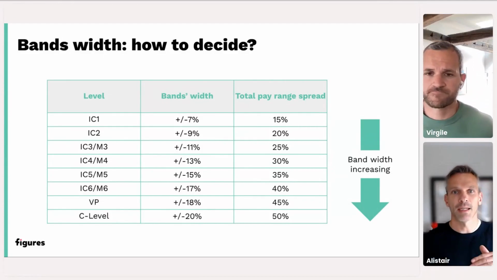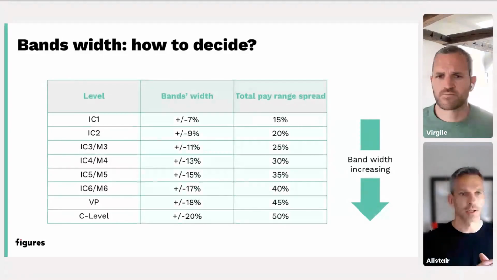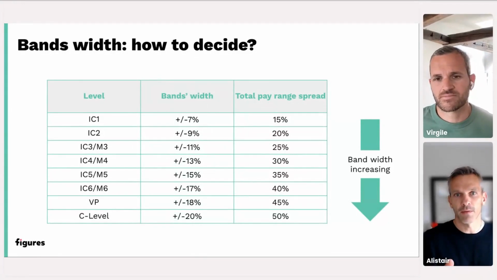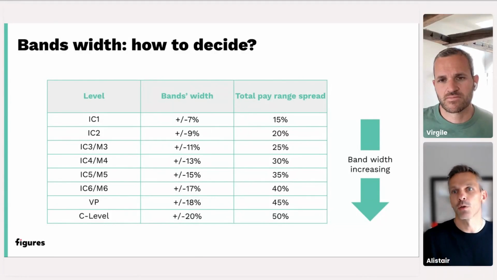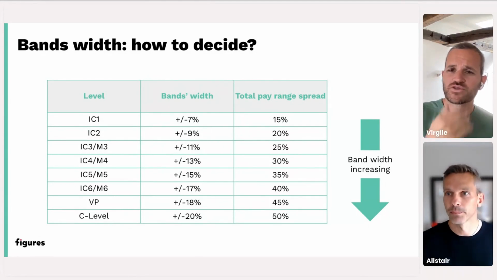Doesn't matter whether it was an IC1 role or right up to their staff or VP level, they always had a standard 15% bandwidth plus or minus. So the total pay range spread for them was 35%. And that was for every single level, regardless of seniority. And what do you think of that, right, Al?